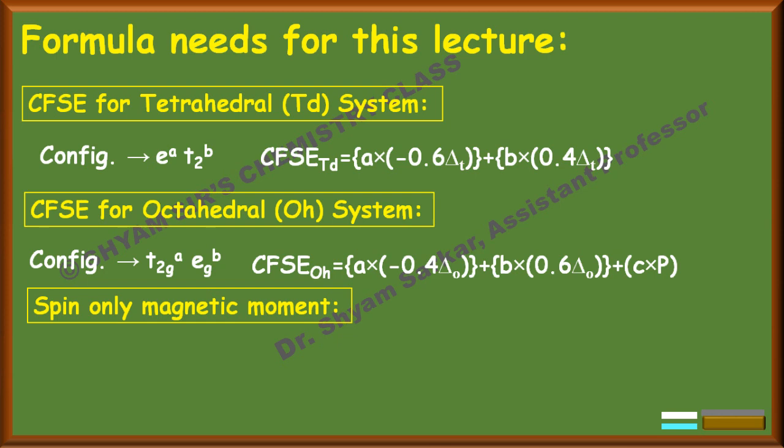The next formula we will be using is the spin only magnetic moment calculation. We know that the spin only magnetic moment mu s equals root over n into n plus 2 BM, Bohr magneton. So this is the formula we will be using.